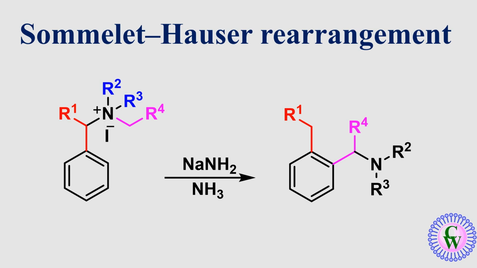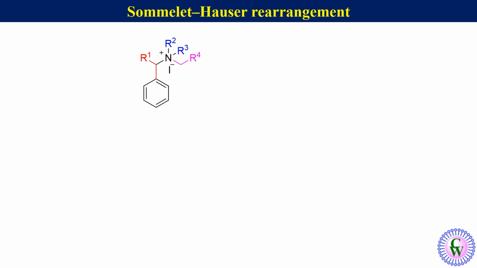In this video we are going to learn Sommelet-Hauser rearrangement. In this reaction, a benzyl quaternary ammonium salt in the presence of sodamide in liquid ammonia converts to ortho-alkyl derivative of N,N-dialkyl benzylamine. Thus, overall, in this reaction, benzylic group gets converted to ortho-alkyl group, quaternary ammonium group gets converted to tertiary benzylamine.